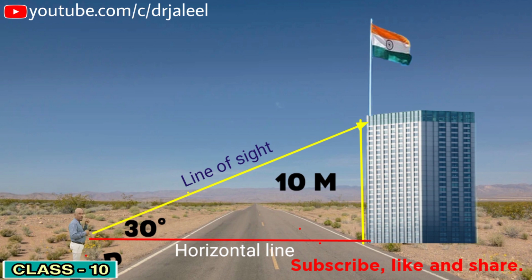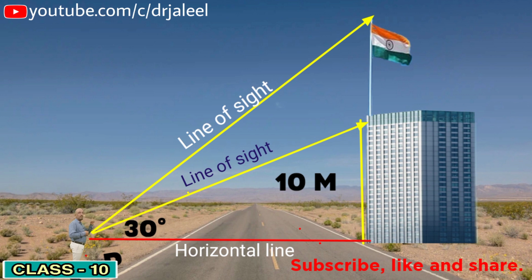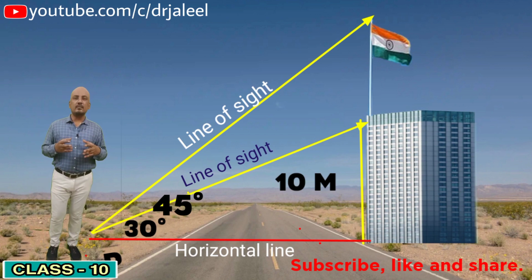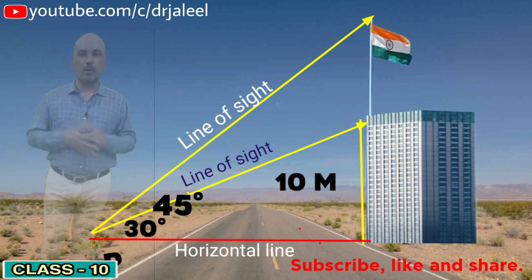Now let us look at the top of the flag also. When we look at the top of the flag, what angle is it making? It's making an angle of elevation of 45 degrees. This is the data given. Angle of elevation of the building is 30, angle of elevation of the flag is 45, and the height of the building is 10. We need to find the height of the flag and the distance between the point of observation and the building. So children, let us find the solution of this problem now.